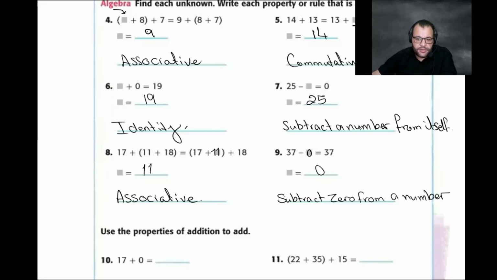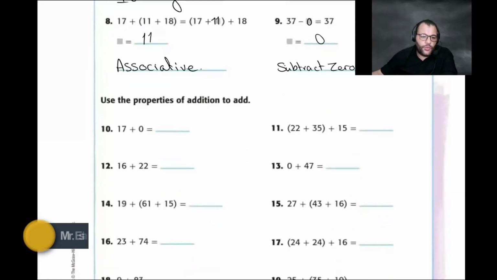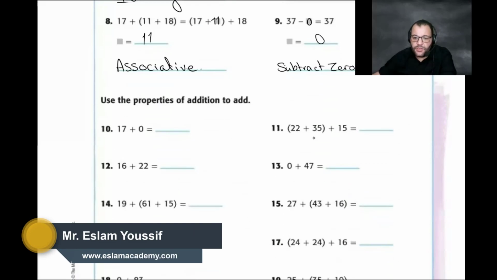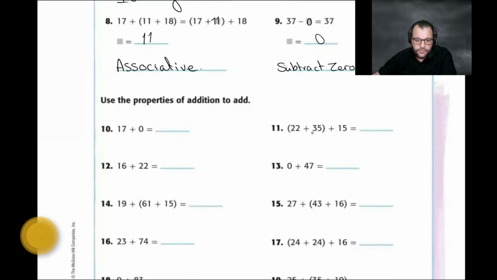Elias, we need to solve the second question. We need to use the properties of addition to find the answer. 17 plus 0, what is the answer? Why are you raising your hand? Muhammad Yahya, question number 10. What is the answer for question number 10? 17 plus 0 is 17. Okay.